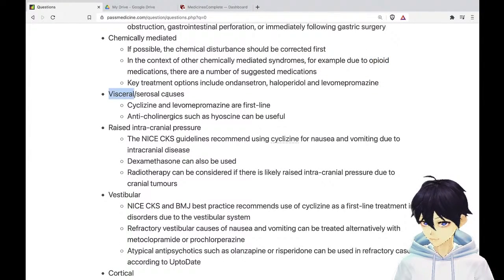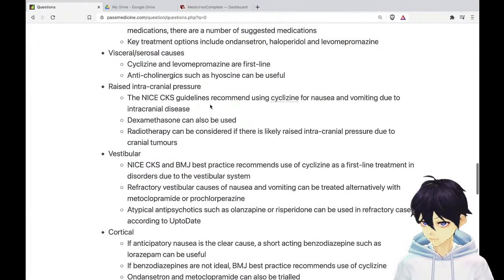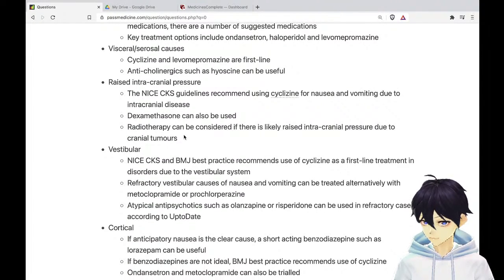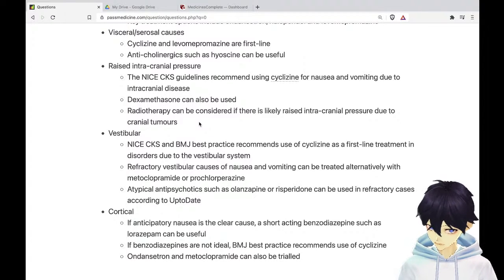Visceral or serosal causes can be given cyclizine and levomepromazine. First line, anticholinergics such as hyoscine can be useful. Raised intracranial pressure. NICE-CKS guidelines recommend using cyclizine for nausea and vomiting due to intracranial disease. Dexamethasone can also be used. Radiotherapy can be considered if there is raised intracranial pressure due to cranial tumors.